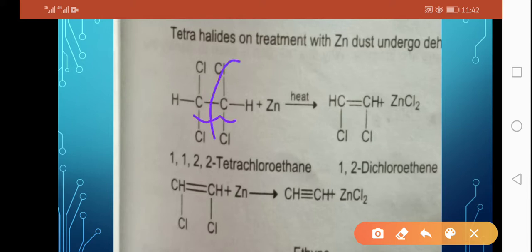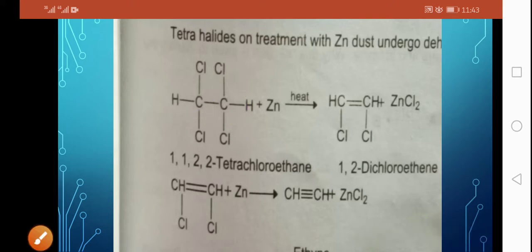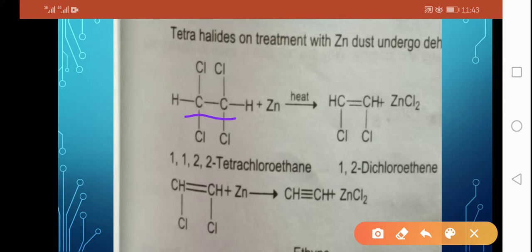Both will not be removed from the same carbon atom. The chlorine atoms present on the same carbon atom will not be removed. Instead, they will be removed from the adjacent carbon atoms, that is, one chlorine from one carbon atom and another chlorine from another carbon atom. So in the first step, we will obtain an alkene, and along with that zinc chloride will be produced as a side product or byproduct. So here you can see that from 1,1,2,2-tetrachloroethane we have obtained 1,2-dichloroethene.